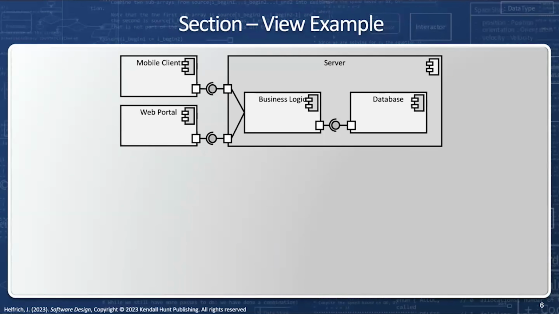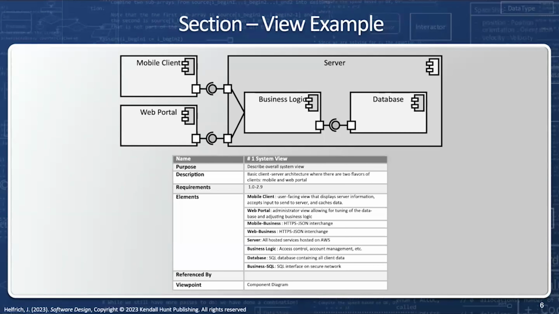So for an example, here we have a component diagram consisting of a server and two clients, a mobile client and a web portal. Now we're going to call this design view number one, and its purpose is the overall system view. And this is going to cover requirements 1.0 through 2.9, and each element, mobile client, web portal, server, business logic, database, these are all the elements that I'm going to talk about in more detail. And this is a component diagram.